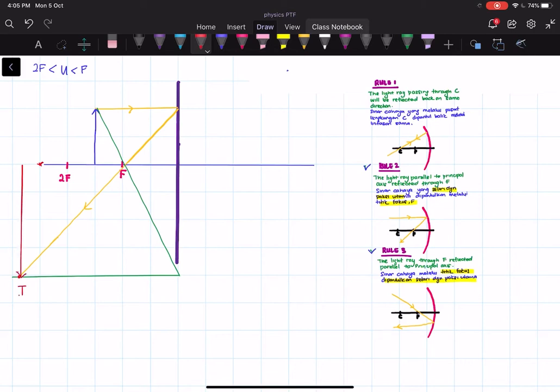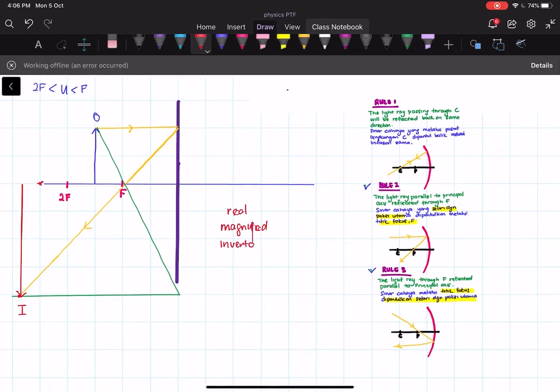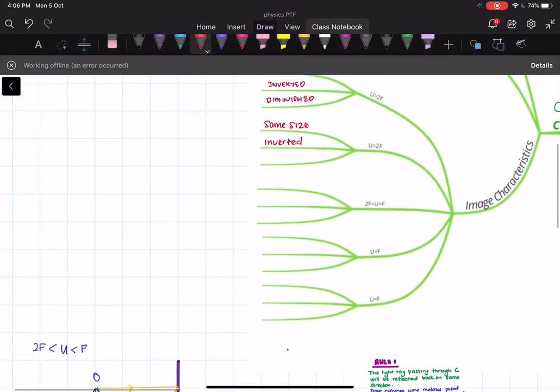Now, what are the characteristics of the image? Again, look at the length of the red line and the blue line. The blue line was the object, and that's the image here. So now the image has been magnified, membesar. Next, it's still real because it's formed in front of the screen. And the next one, it is going to be an inverted image, so we write it down as inverted. These are the 3 characteristics of the image formed when the object is between F and 2F: real, magnified, and inverted. So let's go back here and write down.